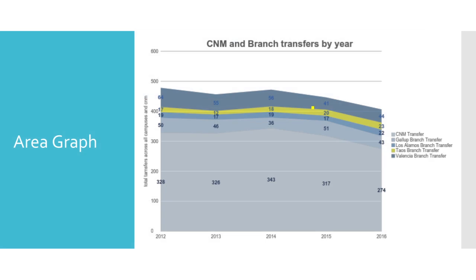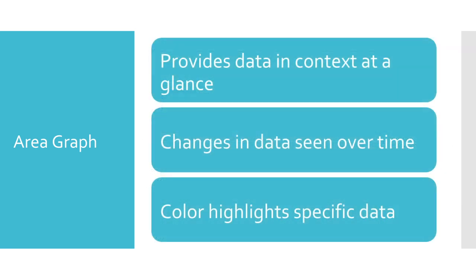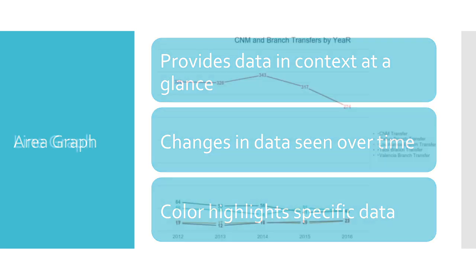Area graph. This area graph is designed specifically for the Taos branch, or anyone at UNM who is interested in the number of students transferring from the Taos branch to UNM. This chart is specifically geared toward a specific branch, in contrast to the more general audience of the original chart. It lets the audience know at a glance how the Taos branch compares to the other branches and CNM in total transfers over a 5-year time span. The use of color sets the Taos branch information apart from the rest.